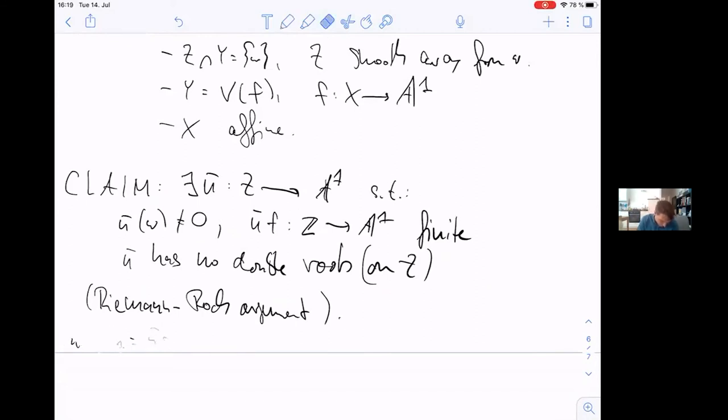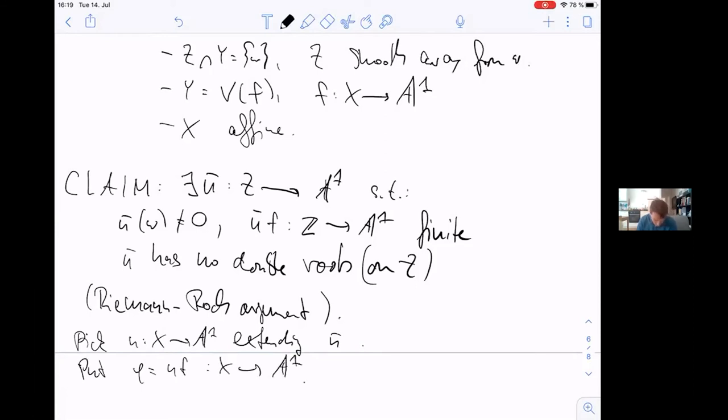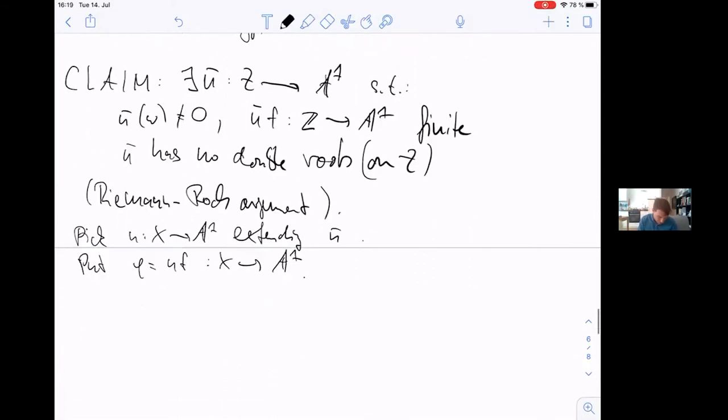Right, so I use the fact that this X is affine. So I pick some U from X to A1 extending U bar. And then I put phi one equals this U F from X to A1. Okay. And now here's the second claim.